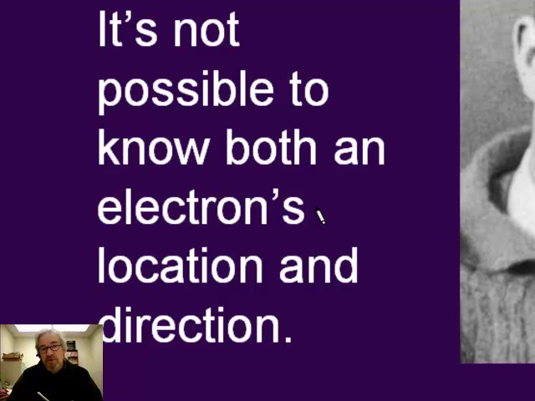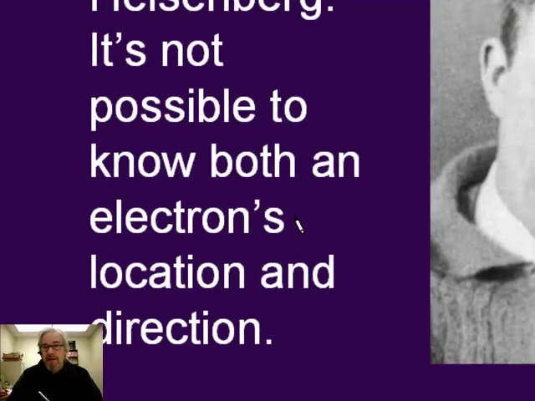It's not with visible light, but with wavelengths of electromagnetic radiation. When they hit the electron, however, they don't just bounce off. They bounce off and they change the path of the electron because the electron is so tiny.